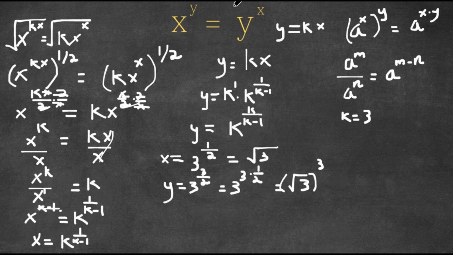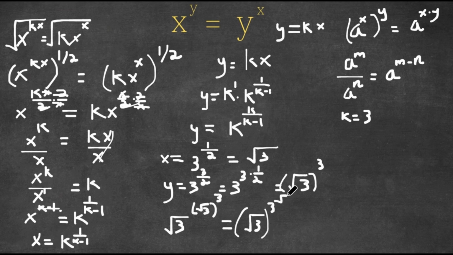So we have x to the power of y equals y to the power of x. So x, as we already know, is the square root of 3. So x to the power of y, well, y is the square root of 3 to the power of 3. So the square root of 3 to the power of 3. And this is equal to y, which is the square root of 3 to the power of 3, and x is the square root of 3.